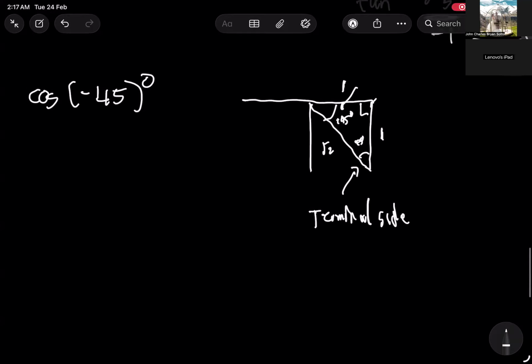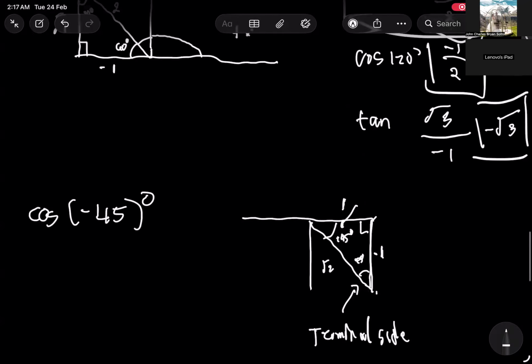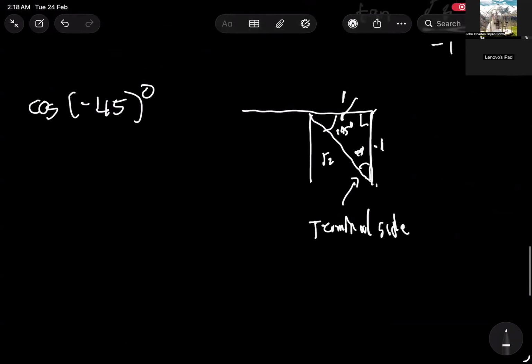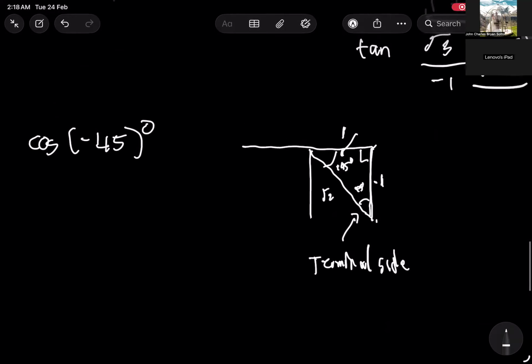But now, come to look at it, since this angle or this side is going downward, that becomes negative 1. So what is cosine? Cosine, again, is adjacent over hypotenuse. What's adjacent? So 1, over square root of 2. And that's it.